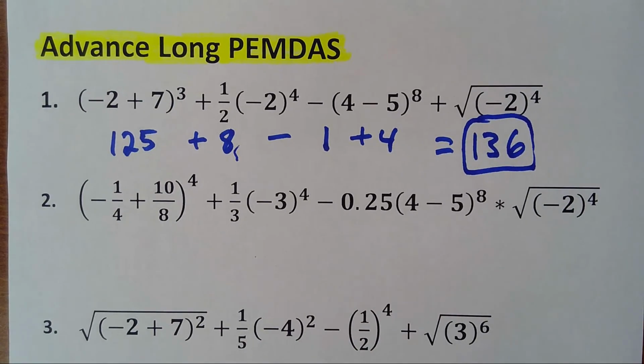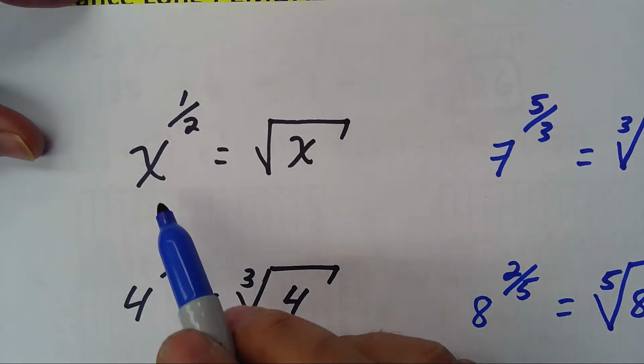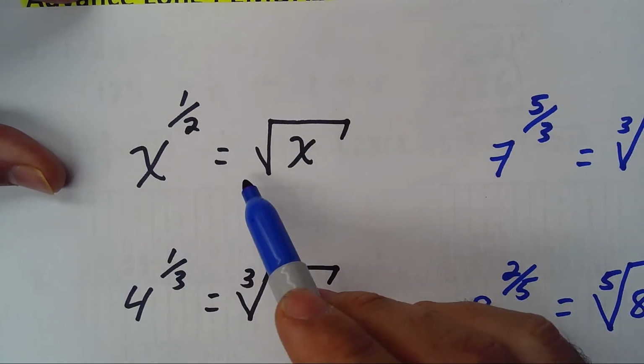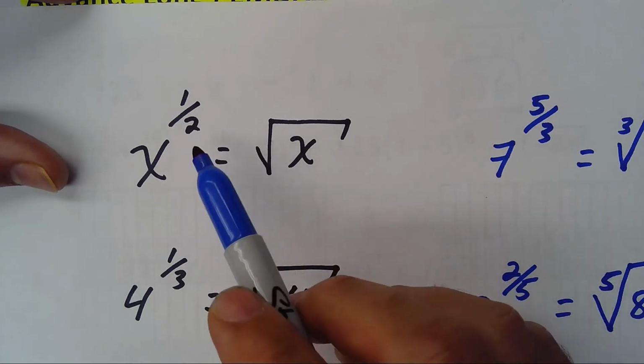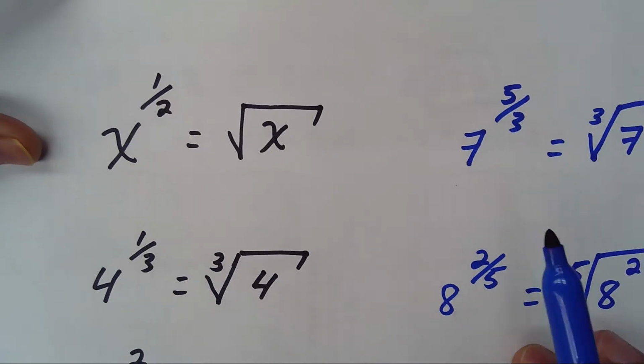Now before I continue, let me just do a quick review of this. So x raised to 1/2 is equal to the square root of x. x represents any number. Now I'm writing this to show you that the root and the exponent have the same priority. It's the same thing written in a different way.